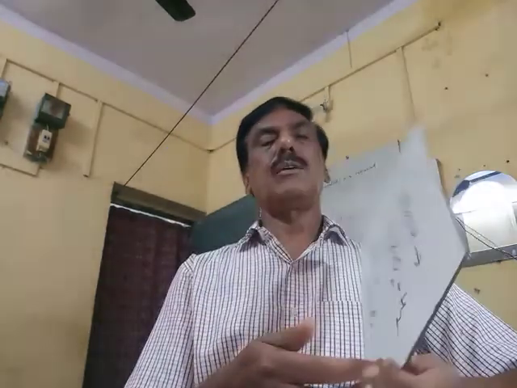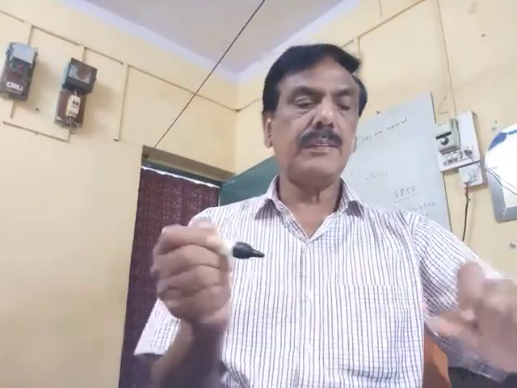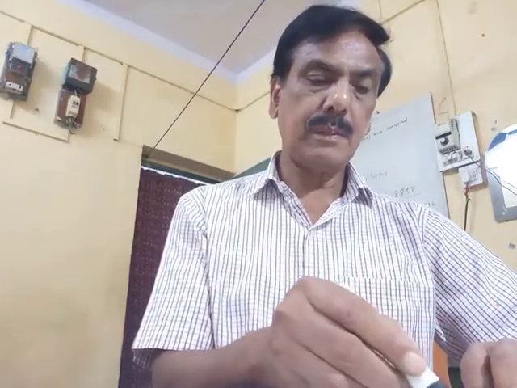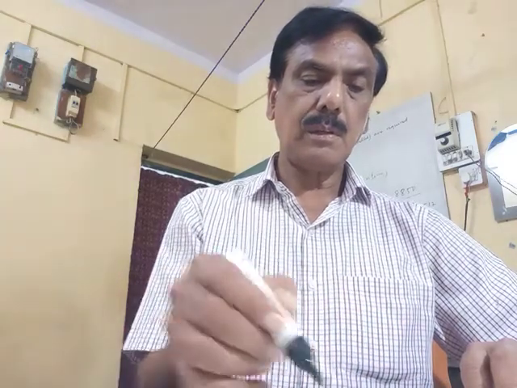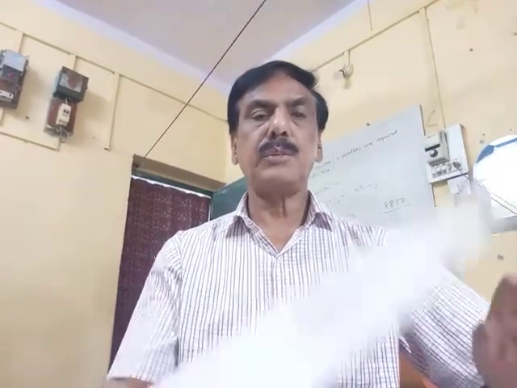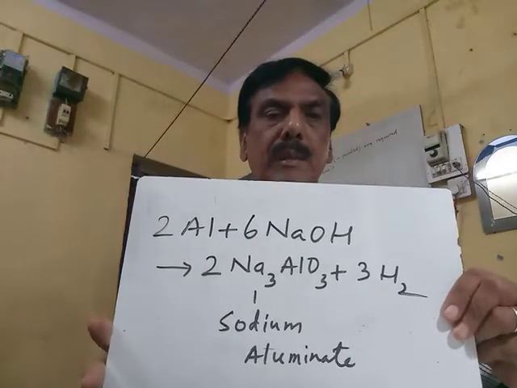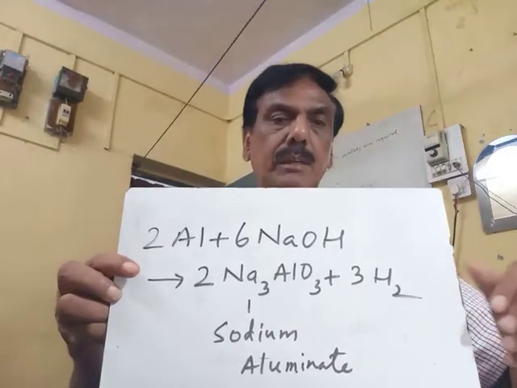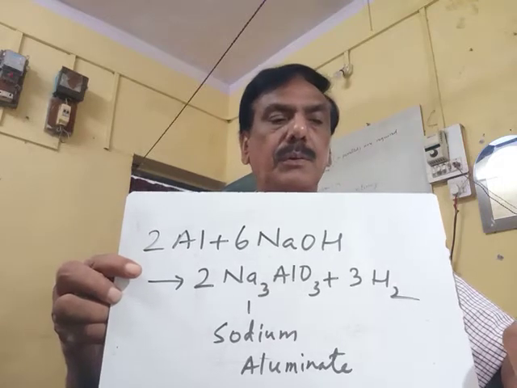Now the next one. I am showing a reaction with aluminium. The reaction of aluminium with sodium hydroxide is like this. Aluminium reacts with sodium hydroxide to form sodium aluminate. See here.